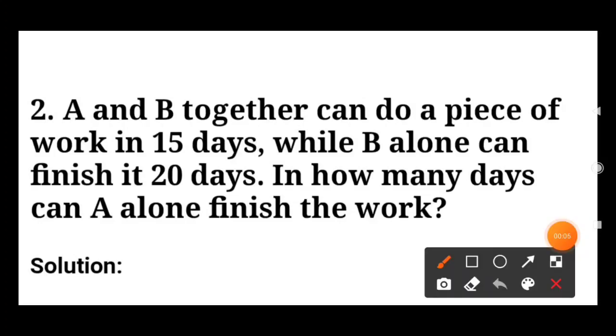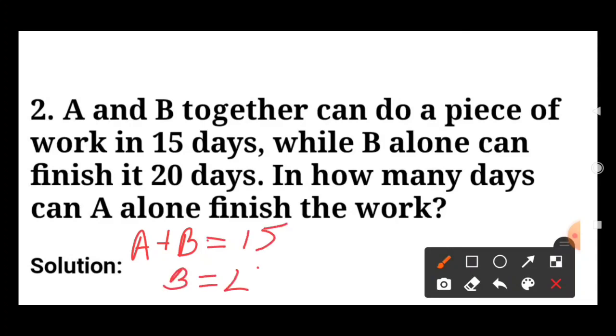Here, as we can see, A plus B means A and B can do the work in 15 days, and B alone can do the same work in 20 days. So if we take the LCM, the LCM will be 60, that will be our total work. If we find the efficiency, A and B together can do this work in 4 days, and B alone can do this in 3 days. So these are their efficiency. A plus B is equal to 4 and B single is equal to 3.